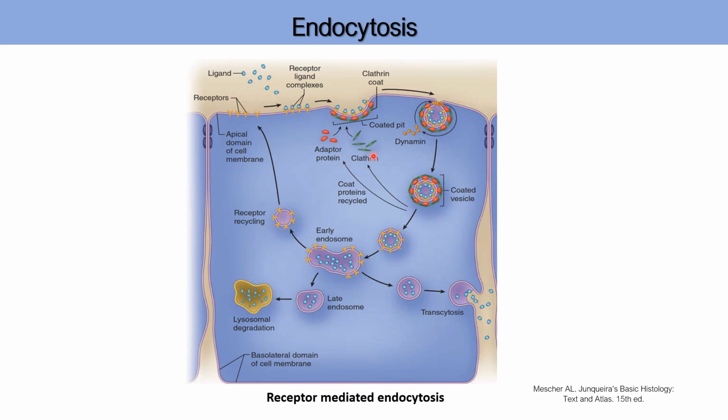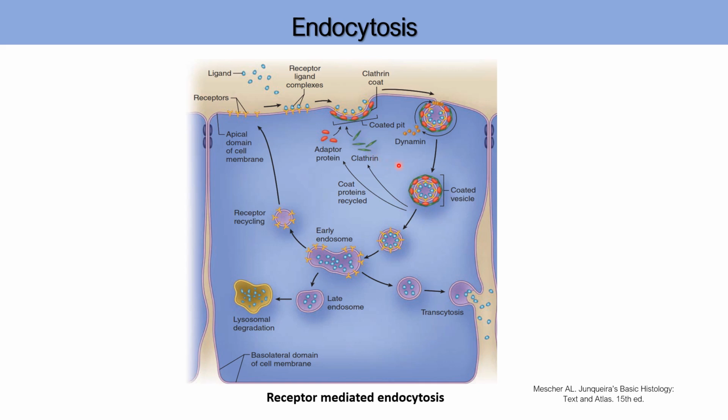Clathrin will facilitate the invagination of the pit, and the dynamin will form the constricting loop around the developing neck of the pit, causing the invagination to pinch off as the coated vesicle. This is the coated vesicle. After the coated vesicle is formed, clathrin will leave the vesicle and be recycled again.